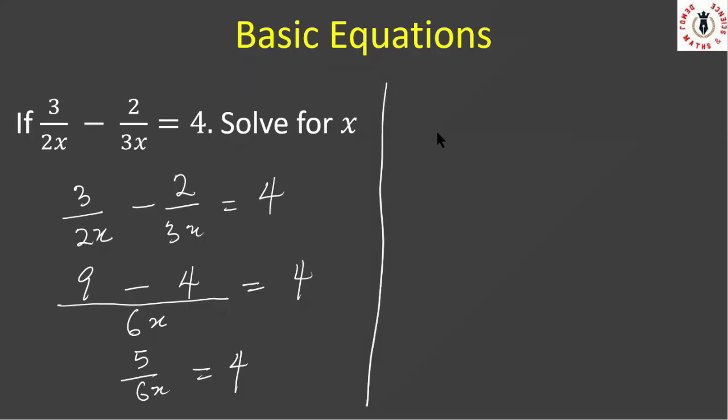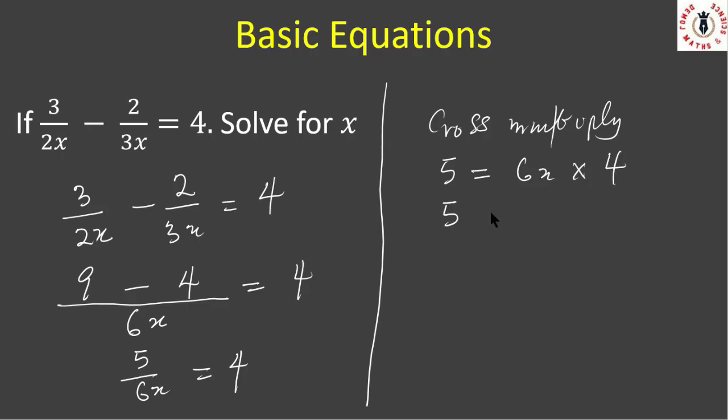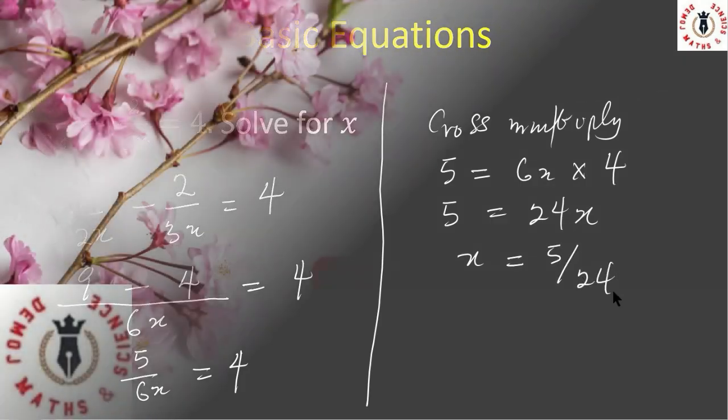So that I can now cross multiply. If I'm going to cross multiply, that means my 5 will be the same thing as 6x times 4. That is, 5 is the same thing as 24x. x is obviously the same thing as 5 over 24.